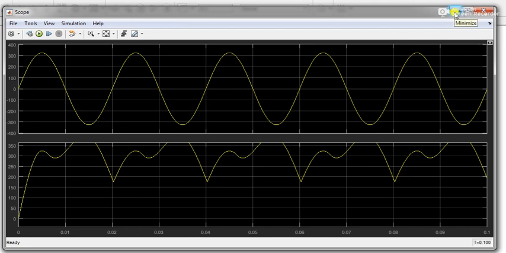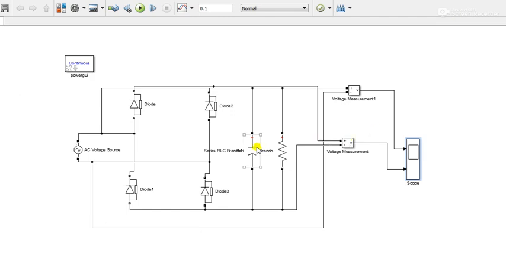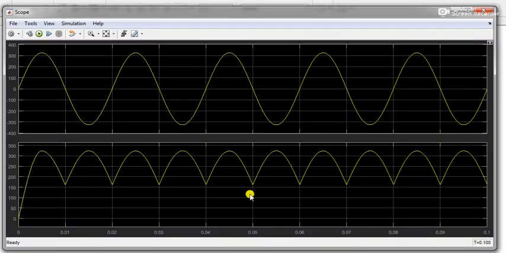There is theory for choosing this capacitive filter. We just remove this capacitor and run the simulation again. This is our previous simulation, with a big value, Vm equals 230 root 2.